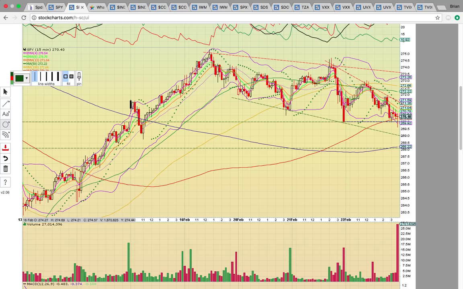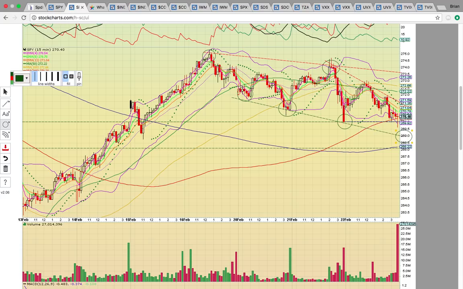So the S&P 500, the SPY, the Spider, is making lower highs. You have a high here, and here's a lower high, and at the same time, it's making lower lows. It keeps making lower lows. So where's the next lower low? 269. That's the bottom of this channel. Look at the descending support line, and what's happening right now?